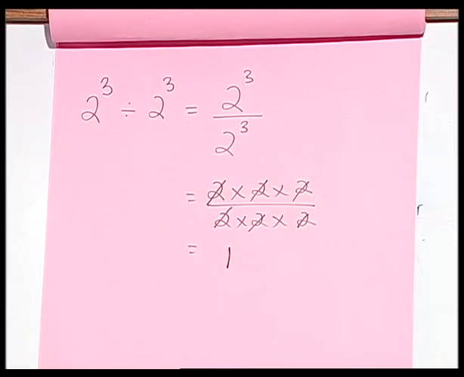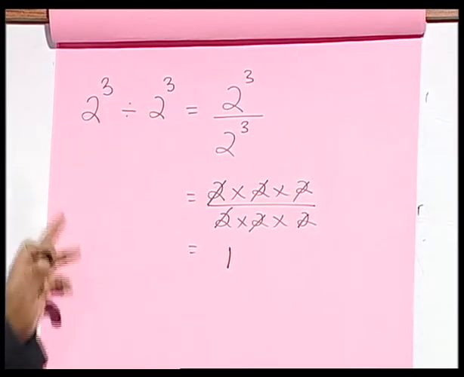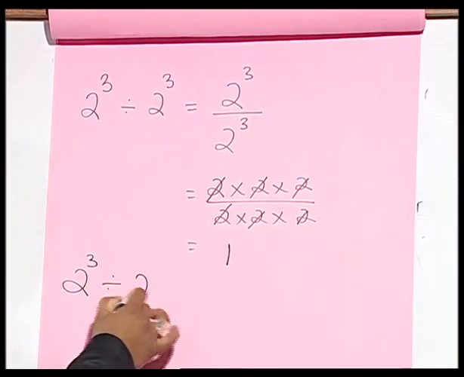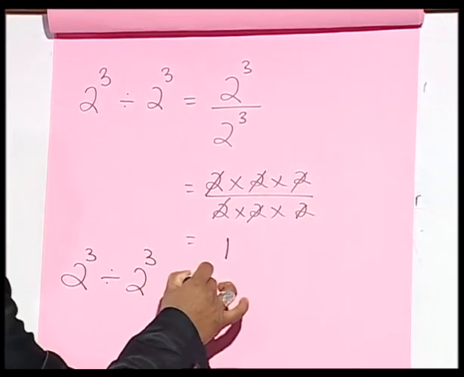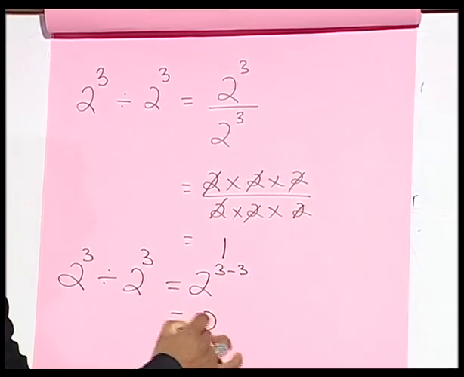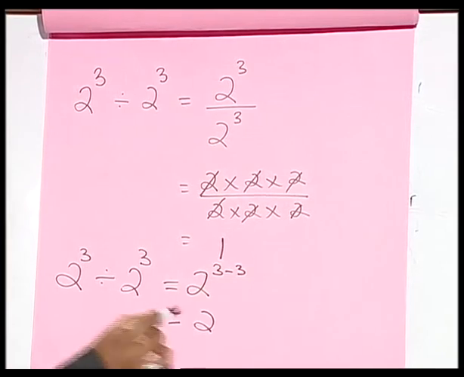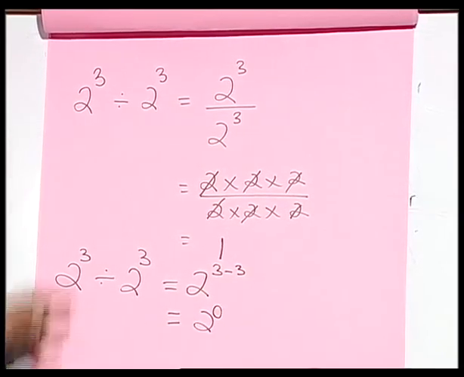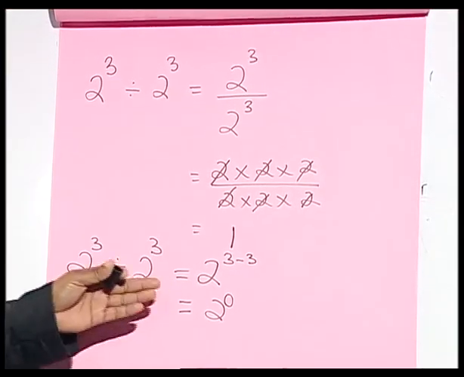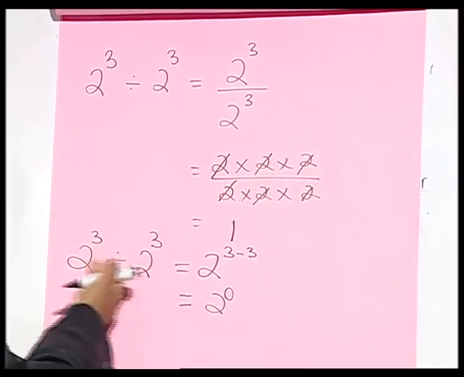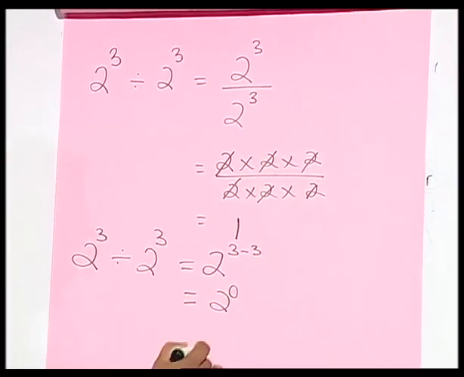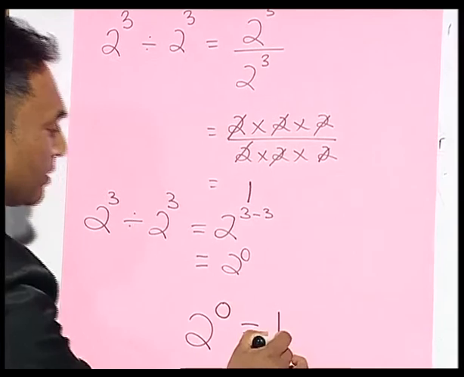But I have just shown to you that we can use the division law. If I use the division law, I will have 2 raised to the power of 3 divided by 2 raised to the power of 3 equal to 2 raised to the power of 3 minus 3, equal to, how much is it? 3 minus 3? Yes, 0. I have done the same calculation, but in a different way. So if the question is the same, the answer also must be the same. Hence we have 2 raised to the power of 0 is equal to 1.